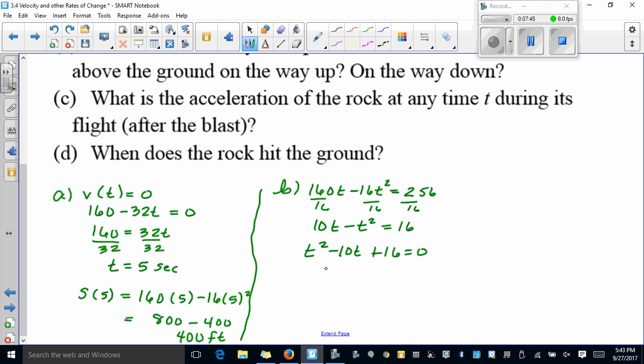So I factor this out. I need factors of 16 that add up to 10. It's going to be negative 8 and negative 2. So either t minus 8 equals 0 or t minus 2 equals 0, which means I have time t equals 8 and t equals 2.